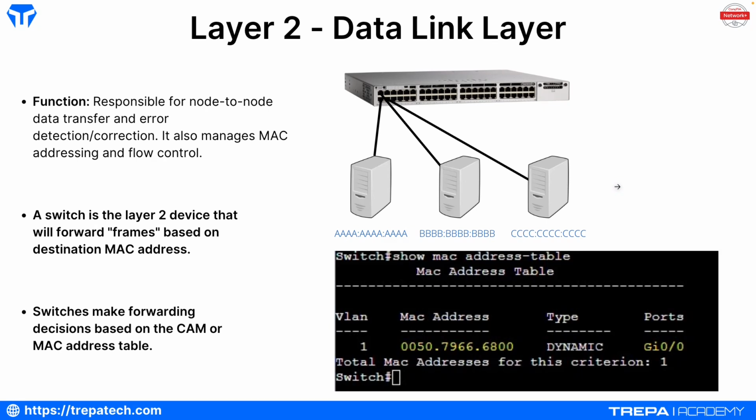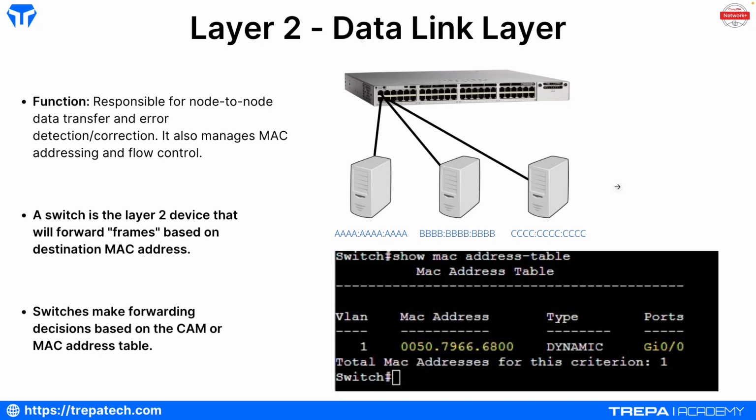Layer 2 is our data link layer, and this is going to be all about MAC addresses, okay? So the function, it's responsible for node-to-node data transfer and error detection and correction. It also manages MAC addressing and flow control. Just a way to say that this is our Ethernet standard, right? The data link layer is our Ethernet standard that's going to have that logical link control sublayer and then that media access control layer. A switch is a layer 2 device that will forward what we call frames.